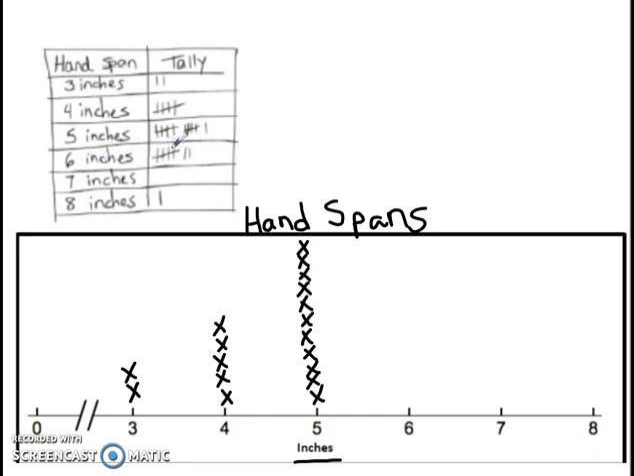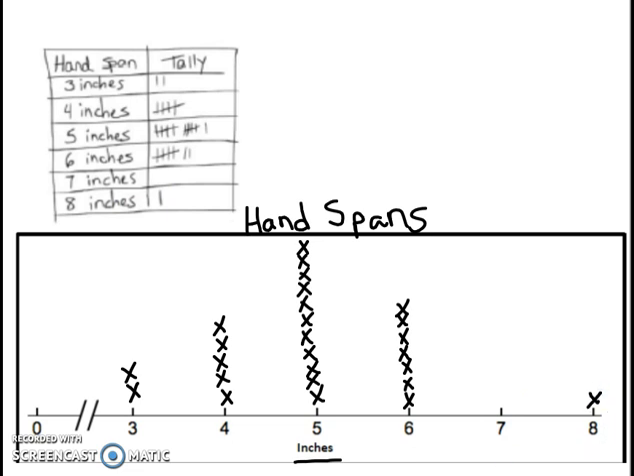And then 6 inches, there are 7 people, so 7 X's. 1, 2, 3, 4, 5, 6, 7. For 7 inches, there are no tally marks, so I'm not going to draw any X's above 7. And then for 8 inches, we have 1 tally mark, so I'm going to draw 1 X.